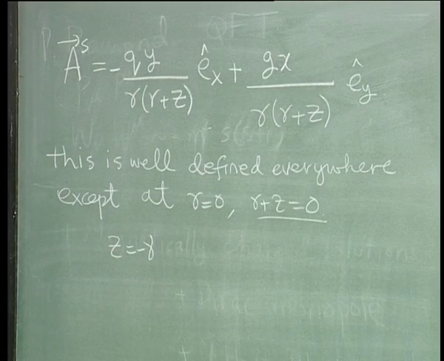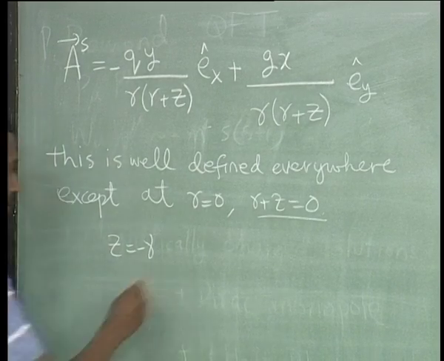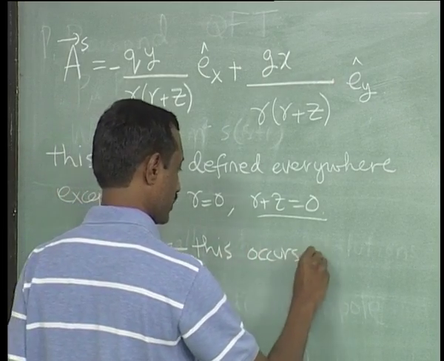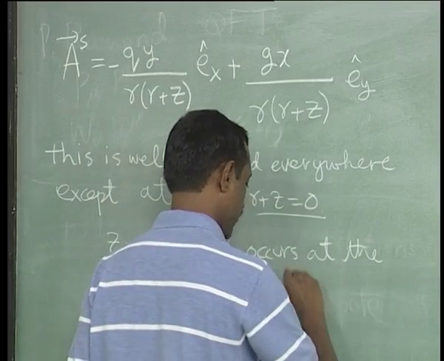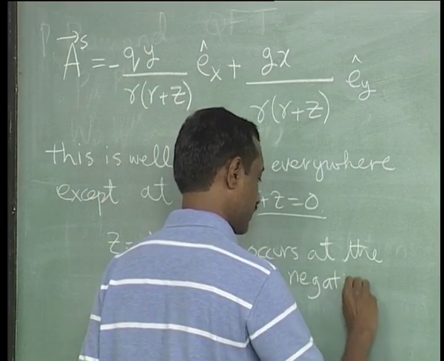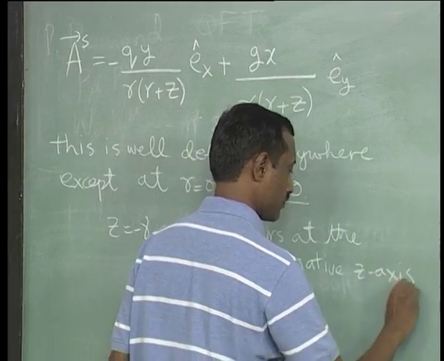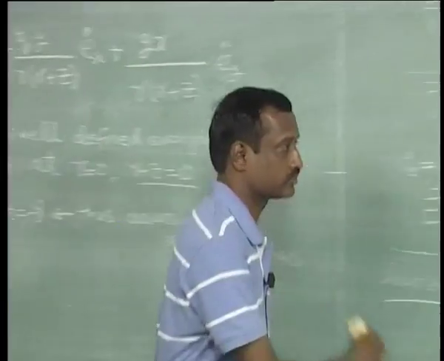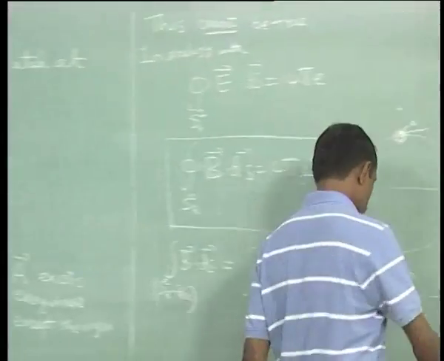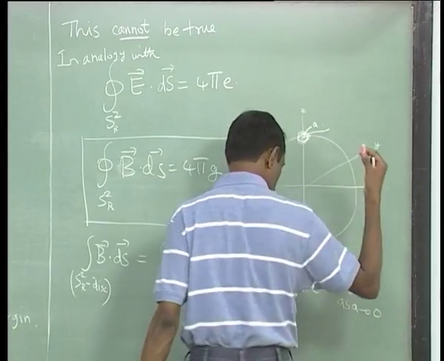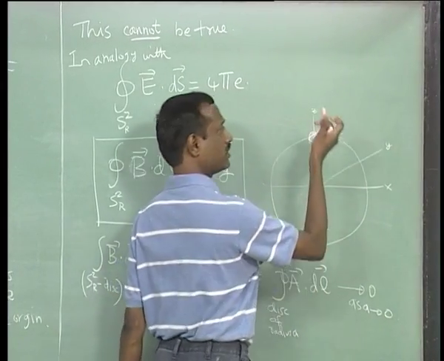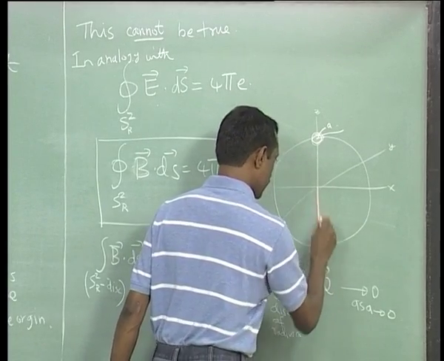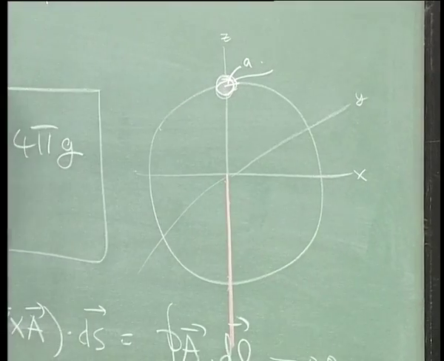When does this happen? This occurs at the negative z axis, which is x equal to 0, y equal to 0. So, let me use a red chalk here, or a pink. What it says is that the A I have written is messed up at the south pole.